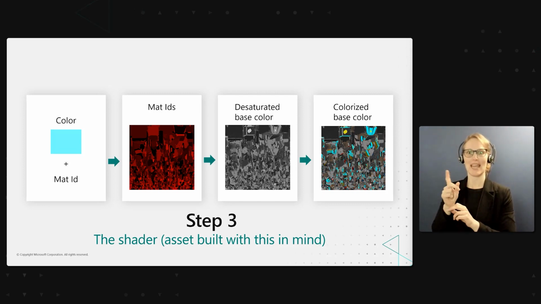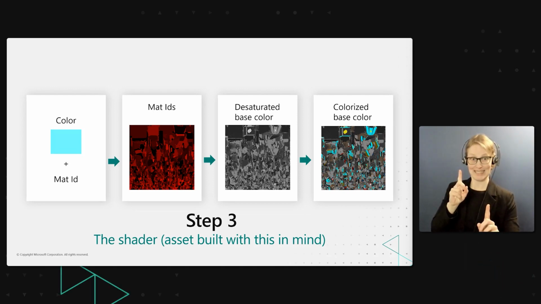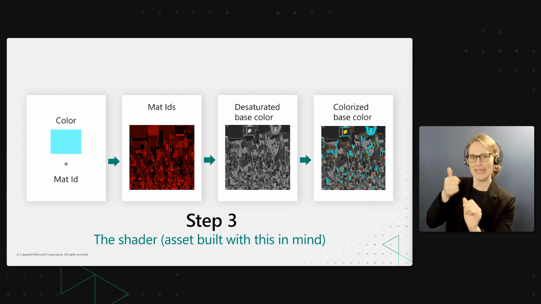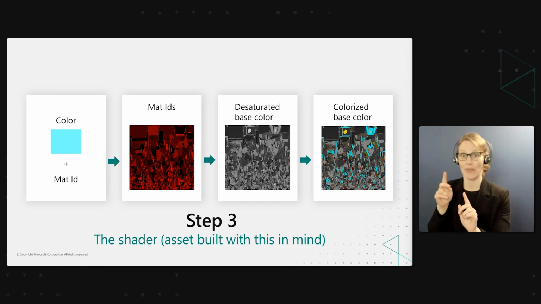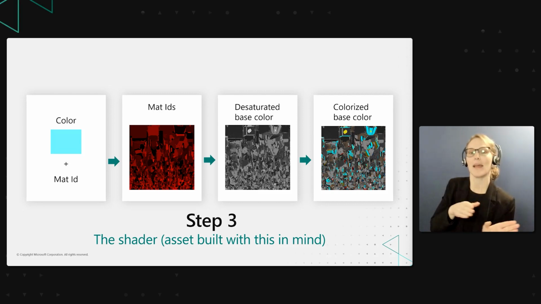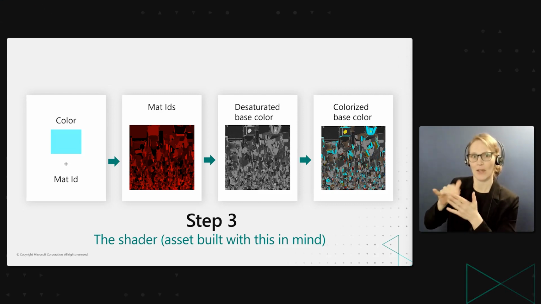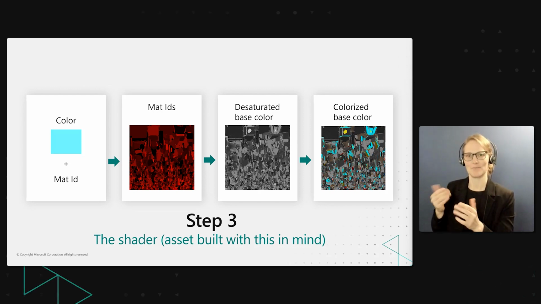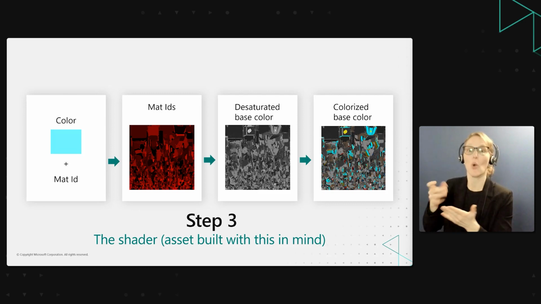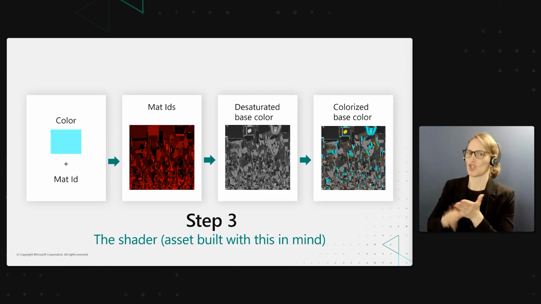Basically, you're taking the color and the matte ID in, looking it up for each pixel, like should I color this? Should I color this texture or this pixel? And then you have a desaturated base color so that you can easily just modify the color and generate a colorized base color for that object, or just calculate the pixel on the fly. It would be significantly cheaper this way to do it.